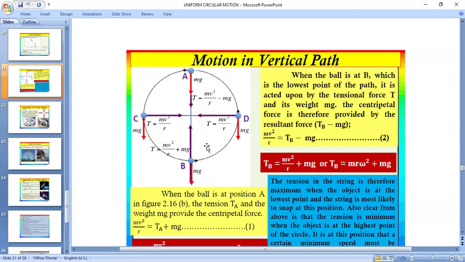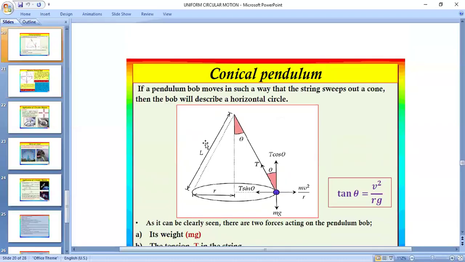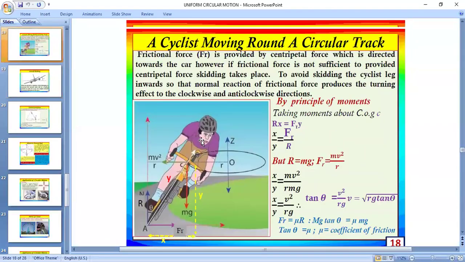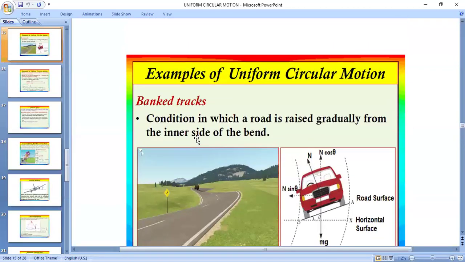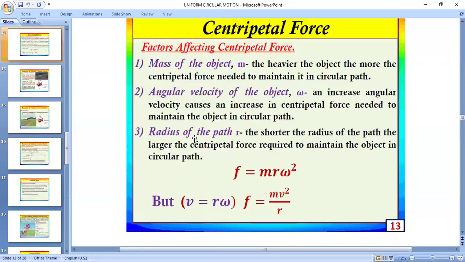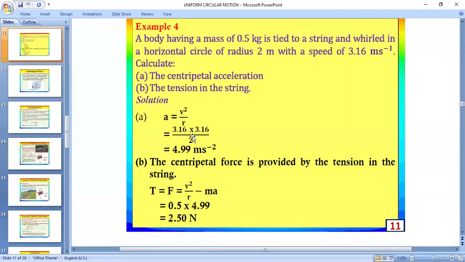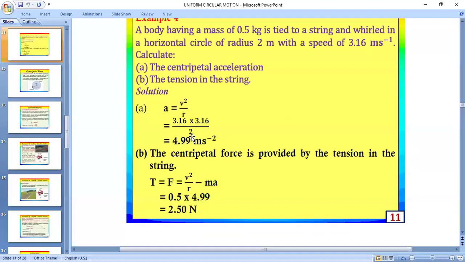So this one now takes us back to this question that we never completed. Part B, I think it was prematurely set. We have a question here. This one. A body having a mass of 0.5 kilograms is tied to a string and whirled in a horizontal circle of radius 2 meters with a speed of this one. Calculate the tension in the string.